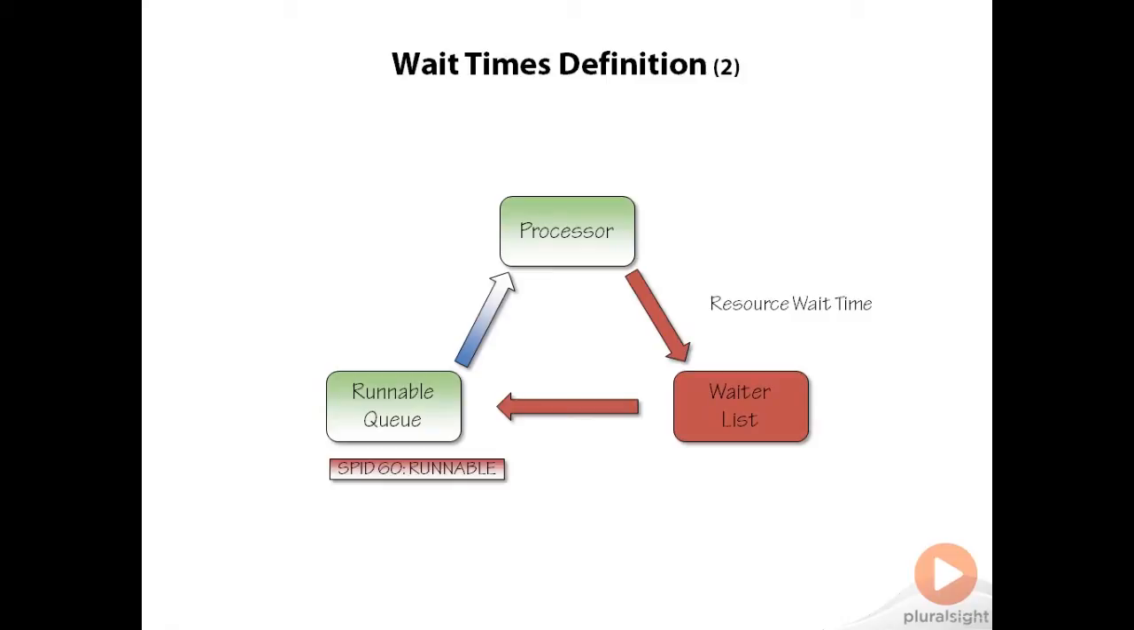The thread is going to make its way to the top of the runnable queue, and all the time that it's on the runnable queue, it's accumulating signal wait time. Eventually, when it reaches the top, its state changes to running, and it moves back to the CPU. The time that it's spent waiting after it's been told that its resource is available, but before getting back on the processor, is known as the signal wait time.